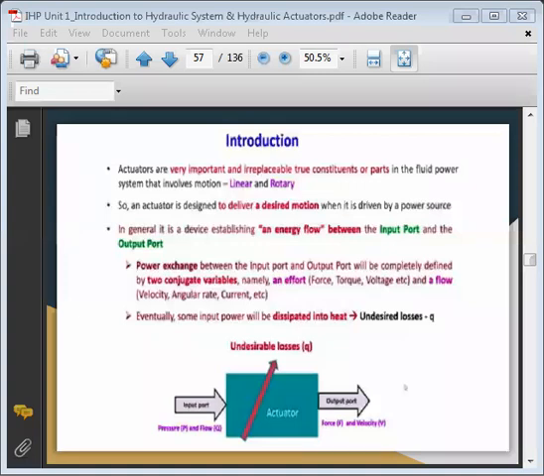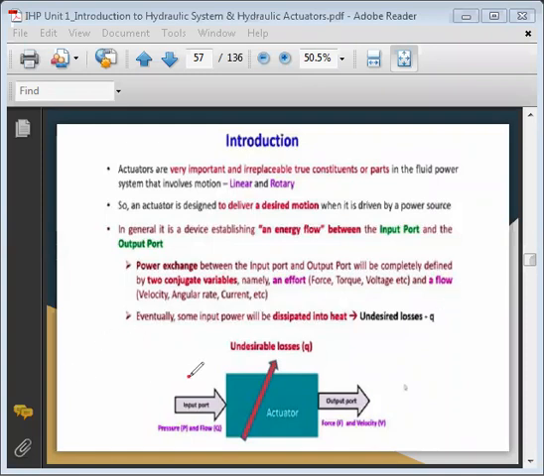The input energy may be electric energy, fluid energy, or heat energy, but here, in the case of this actuator, you have to consider it as hydraulic energy. Whatever it may be, your output of the actuator is always mechanical energy, and that is used to perform useful work. And you will see the input port is there.